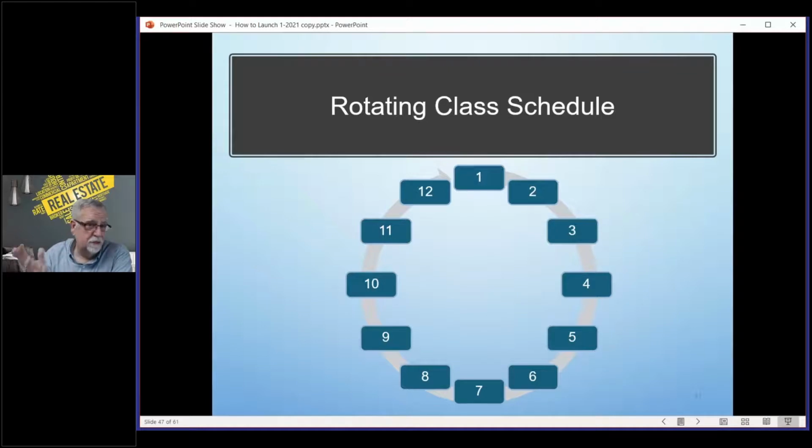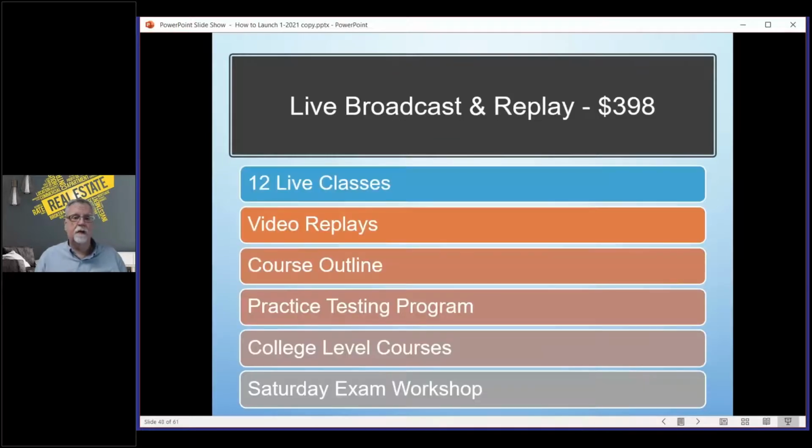All of the classes are taught as independent modules. They don't build on each other. You could start at any one in the cycle. You could take them, if you wanted to, in any order. You can repeat them as often as you can stand it. The investment in the program is $398. You get the 12 live classes, the video replays, a course outline, a practice testing program. That includes the 3 college courses that you need, and there's a cram class. I call it an exam workshop, which is held on a Saturday before your test.